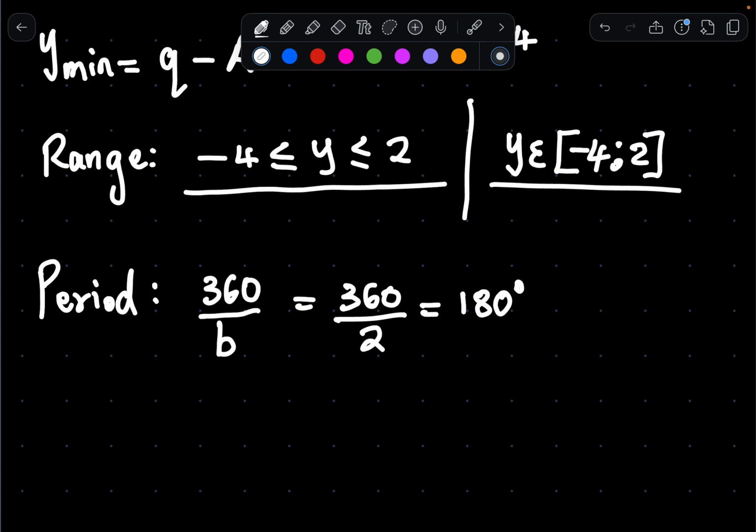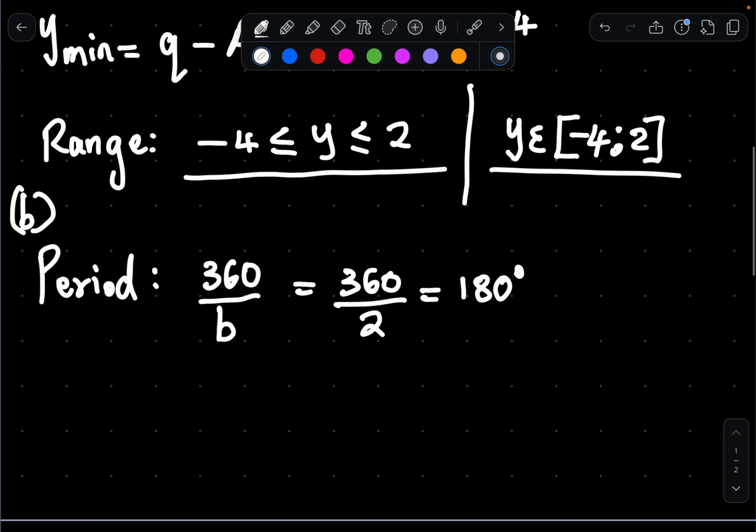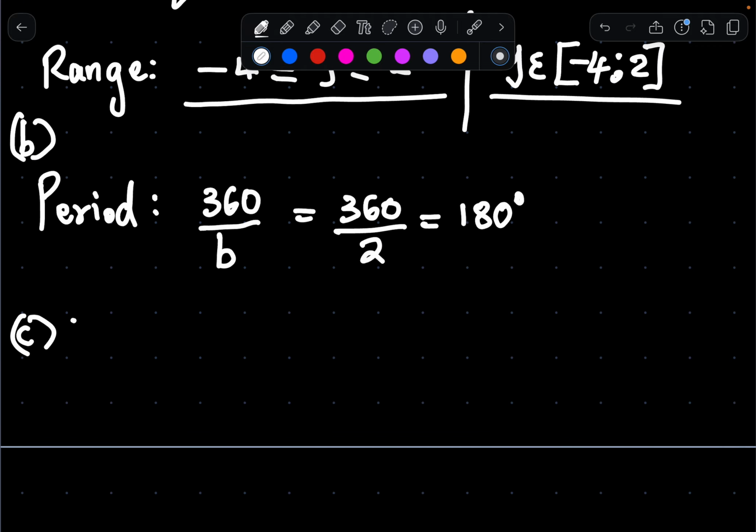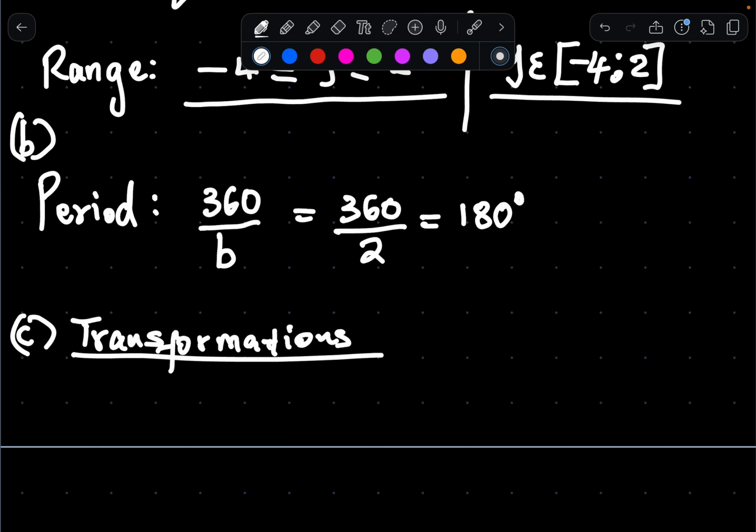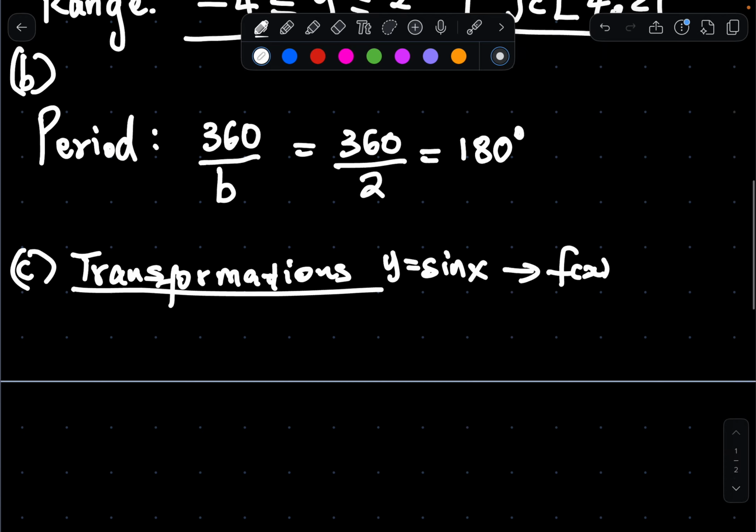All right. Then from there, this was b, all this was a. And then on c, they want us to explain the transformations. They say describe the transformation of the mother graph. So we want to know what happened to the mother graph to form f of x. So guys, let's start.